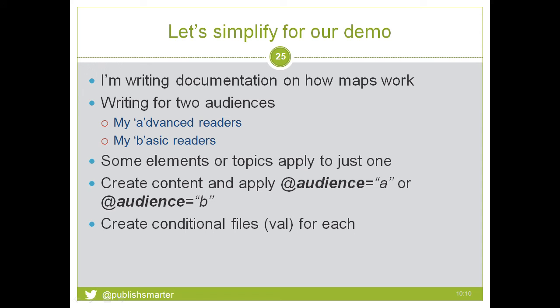Right now I've been writing some documentation that tells you how maps work. I've been writing it for multiple audiences. I have my advanced and my basic, and there's a couple of elements or even entire topics that are specific to one or the other. I need to therefore create some content and apply the attribute audience A or the attribute audience B, which I've gone in and done, and I need to create conditional files, the val file, for each of these.